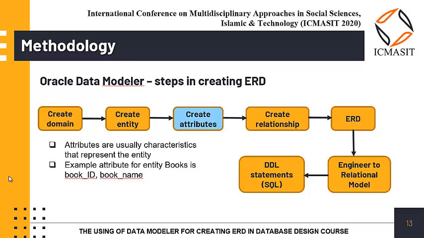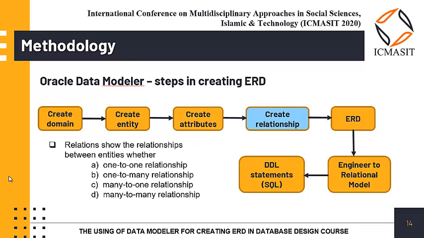Okay, and create attributes. Attributes are usually characteristics that represent the entity. For this example, I choose book ID and book name as attributes for the entity books. Create relationship. A relationship is how one entity has a connection with another entity. Create relationship is actually to show the relation between one entity and another entity.